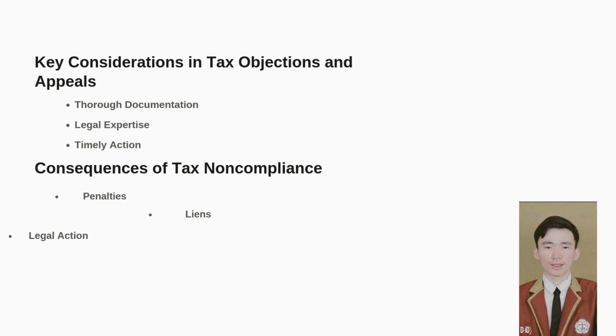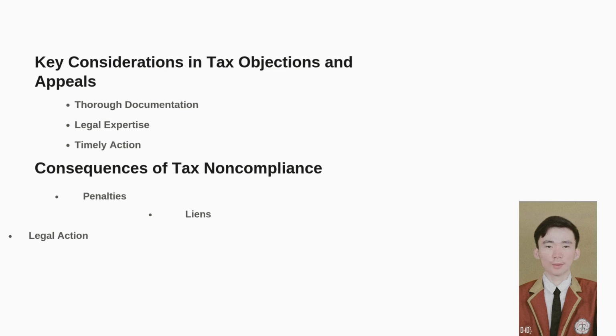Key considerations in tax objections and appeals. Thorough documentation. Gather and organize all relevant documentation, including tax returns, receipts, invoices, and any other supporting materials that demonstrate the validity of the objection. Legal expertise. Consulting with a tax professional or attorney specializing in tax law is highly recommended to ensure the objection or appeal is properly prepared and presented. Timely action. Strict deadlines apply throughout the objection and appeals process. Missing deadlines can have serious consequences, potentially jeopardizing the taxpayer's rights.